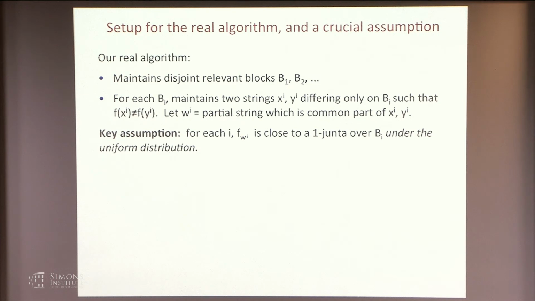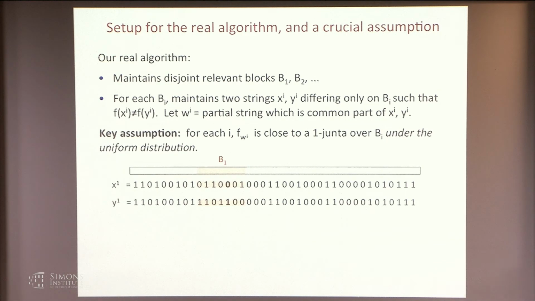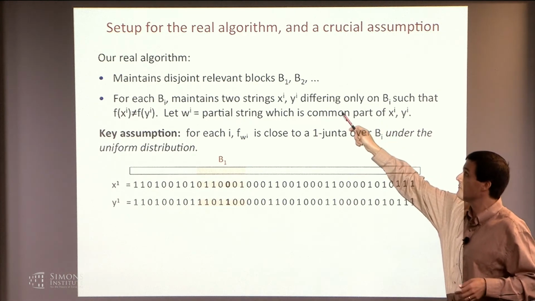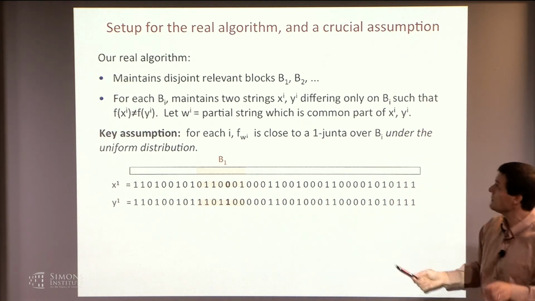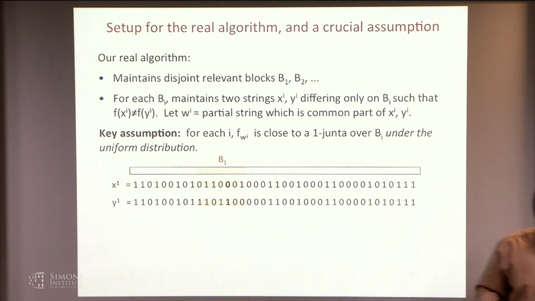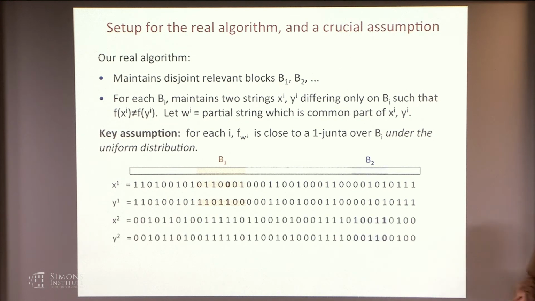Let me tell you a little bit about the setup for the algorithm. Once you have in mind what you want to maintain, it's not that bad. So the algorithm, we're going to think of it as maintaining a list of relevant blocks, so disjoint blocks. This is like the variables 1 through n. This block B1 is over here. This other block B2 is over here, and so on and so forth. Okay, so we're going to maintain these blocks.